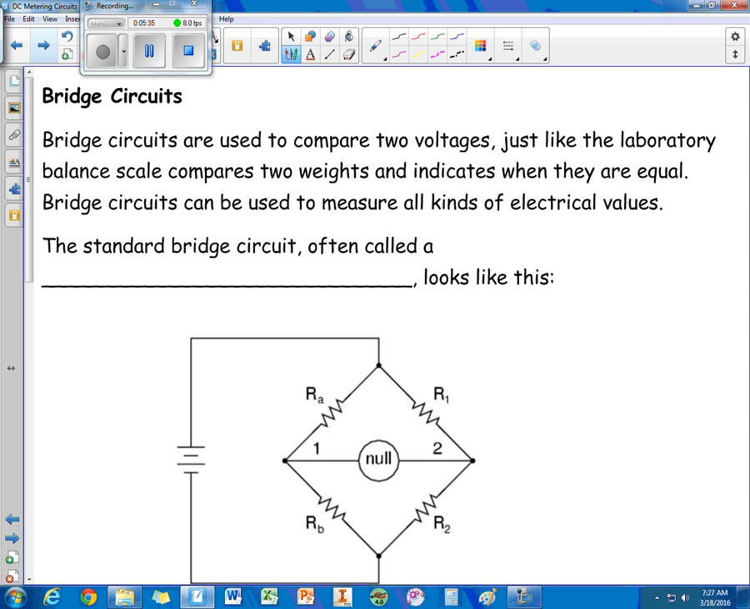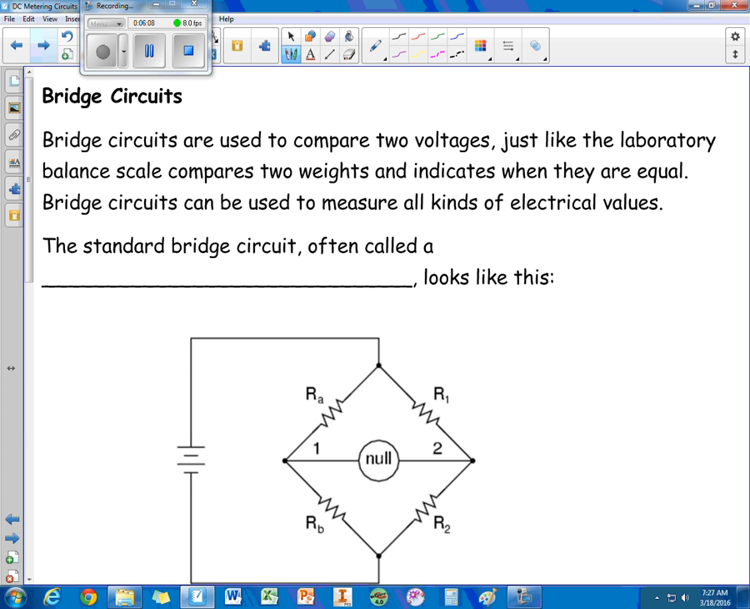Okay, the last topic I want to talk about in this unit will be a bridge circuit. And what bridge circuits do is they are used to compare two voltages. Think about a laboratory balance. If I want to measure how much something weighs, or its mass, I need to compare that to some known kind. That's what a triple beam balance does. On a triple beam balance, you put something unknown on the plate, and then you compare that against some things that you do know. So we can do the same thing with electricity.